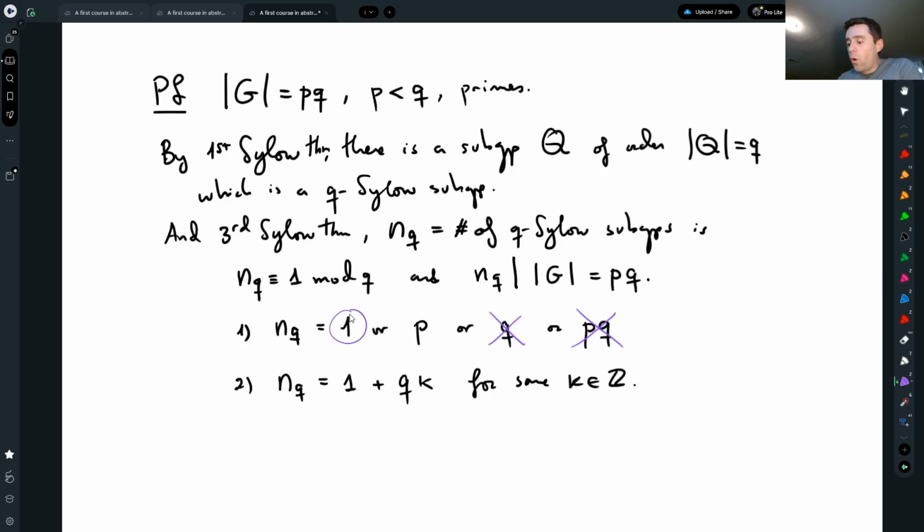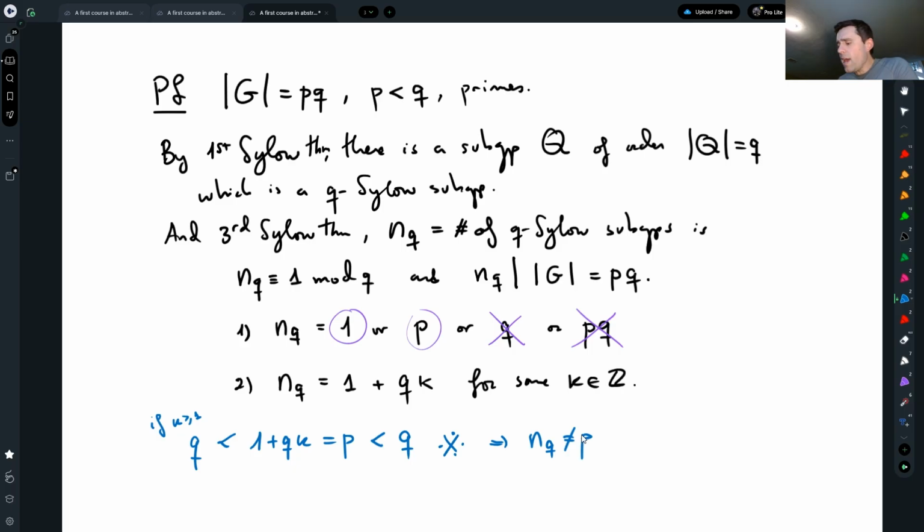It could be 1 or it could be P, but suppose that 1 plus QK was P. P is less than Q, and that would be automatically a contradiction, because if K is bigger or equal to 1, then this would be bigger than Q. So that tells me that NQ cannot be P, and therefore NQ has to be exactly 1, and the upshot of that is that Q is unique.